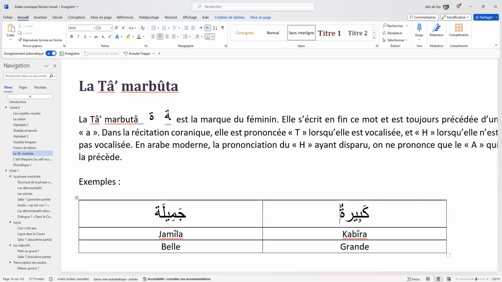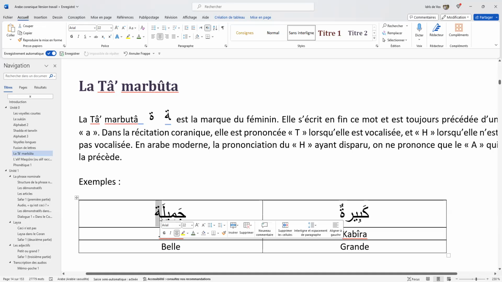And when a word ends in a ta marbuta, originally this ta marbuta was pronounced like a ha. In other words, this word Jamila, we didn't say Jamila with a t, we said Jamila. We pronounced this letter like a ha.